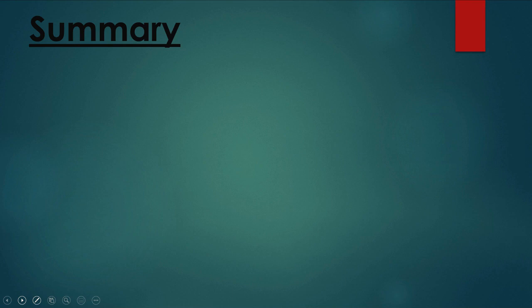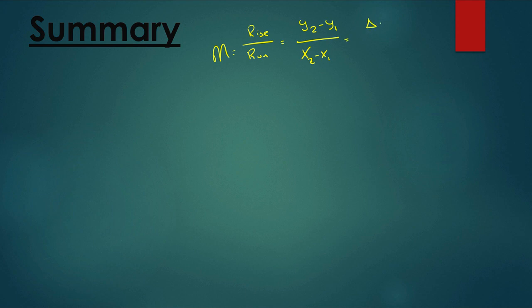So quick summary. How do you find slope? Slope is a couple of ways. We have rise over run, which should be the easiest. You can always rely on the slope formula, which is y2 minus y1 over x2 minus x1. And then what I'm trying to get you is to change in y over change in x.